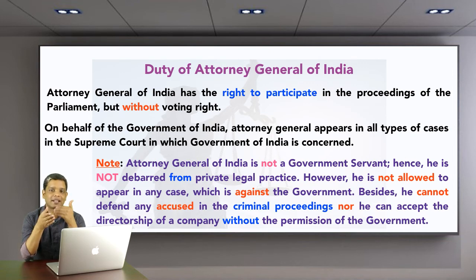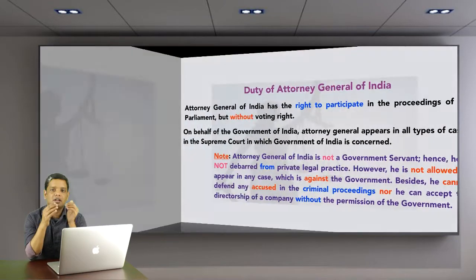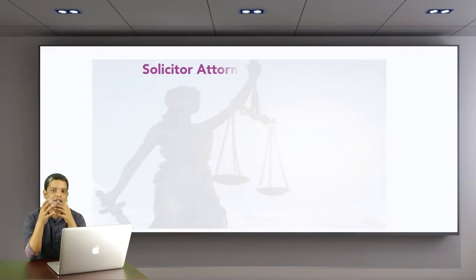Secondly, he cannot accept the directorship of any company without the permission of the government. So, with the permission of government, he can accept. Now, we have another term, that is Solicitor General. So, what is this term?